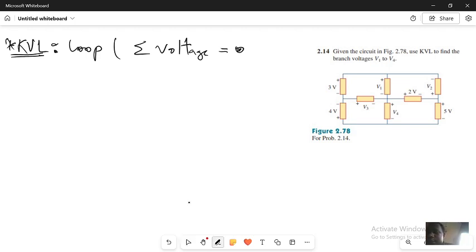Given this circuit, use KVL to find the voltage V1. I want to find V1, I want to find V2, find V3 and find V4. Read carefully. We have to find not only the value of V1 and V4, we have to find the values V1, V2, V3, V4. So let's see. I have this loop.